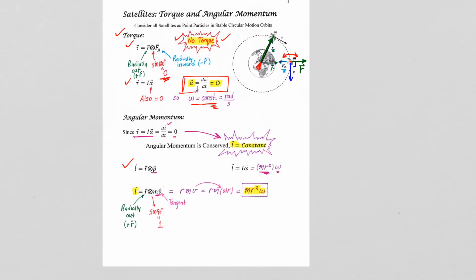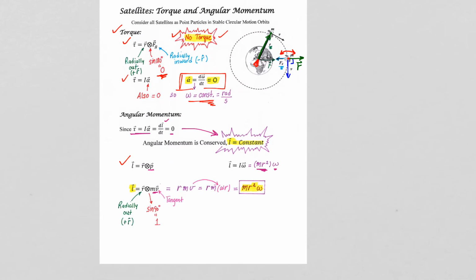So the torque and angular momentum is not very complicated mathematically. It often appears as a multiple choice or concept type of question, where we need to know that the torque is zero, the angular acceleration is zero, and the angular velocity is constant. If the angular velocity is constant, the angular momentum is constant, and the angular momentum for a point particle satellite is mr squared omega. While it is important to know for the multiple choice concept questions, beyond that it is not used very much.